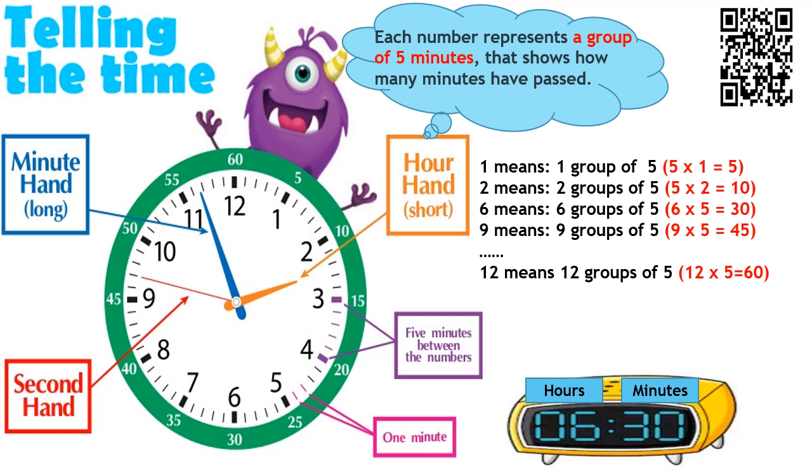So when it starts from 12, it begins at 0. When it moves and goes back to 12 again, it means 60 minutes have passed. So from here we get that 1 hour equals 60 minutes.